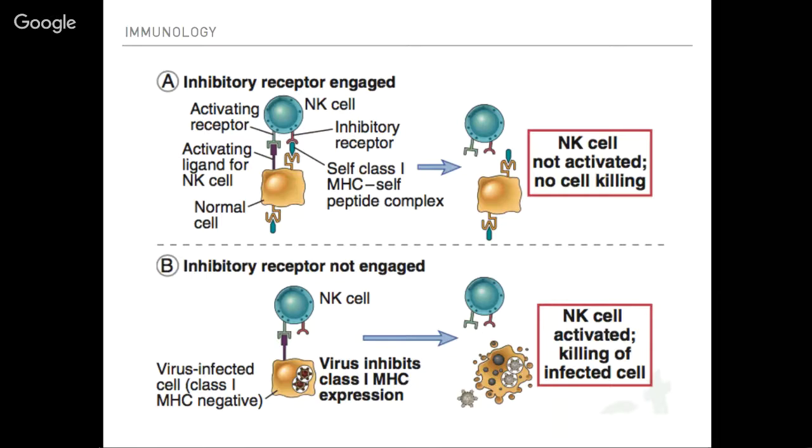If, however, you have a virus or perhaps a cancer cell, they tend to not be able to express their MHC1 markers correctly. In other words, there is no inhibitory section, which means this inhibitory receptor doesn't get activated, which in other words, killing will happen.